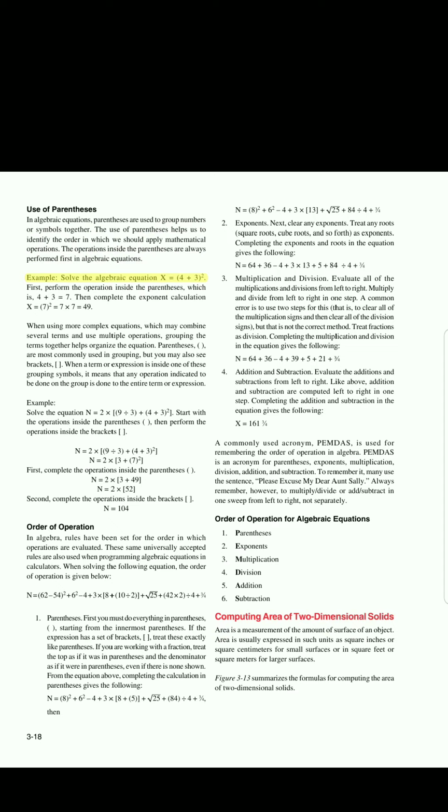Solve the algebraic equation x equals (4 plus 3)². First, perform the operation inside the parentheses, which is 4 plus 3 equals 7. Then complete the exponent calculation: x equals 7² equals 7 times 7 equals 49.